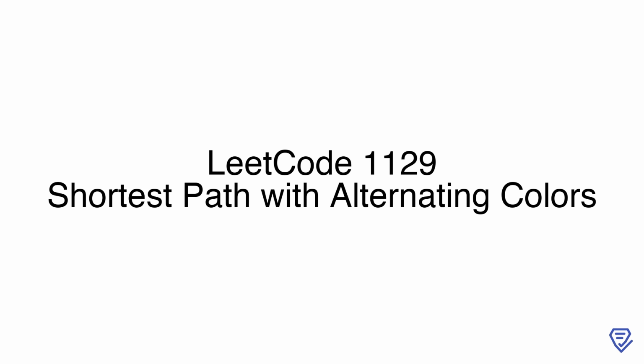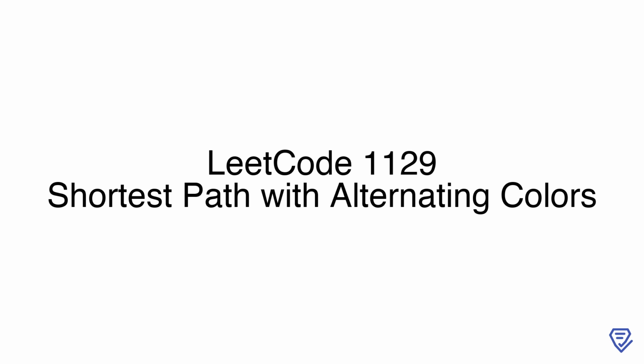Welcome! Today, we'll be tackling LeetCode problem number 1129, shortest path with alternating colors. This problem challenges us to find the shortest path in a graph where edges alternate between two colors. We'll explore the problem, break it down step by step, and discuss an efficient approach to solve it.